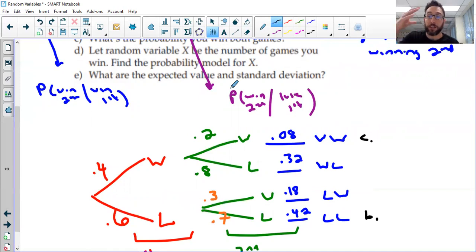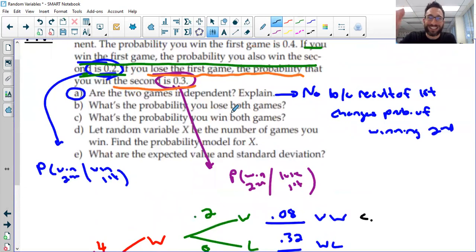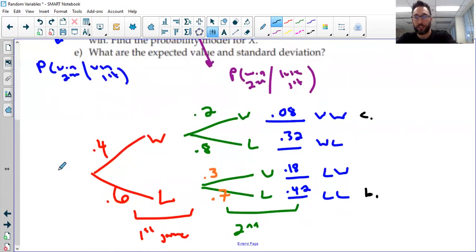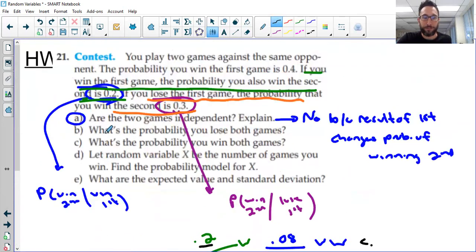Again, the thing that made me think a tree diagram might be helpful was the fact that the chance I won the second game changed based on what happened in the first game. So I knew there were going to be different sets of branches, because the probability I win the second game changed based on what happened the first time. I was given conditional probabilities. So that gets us into A, B, and C.